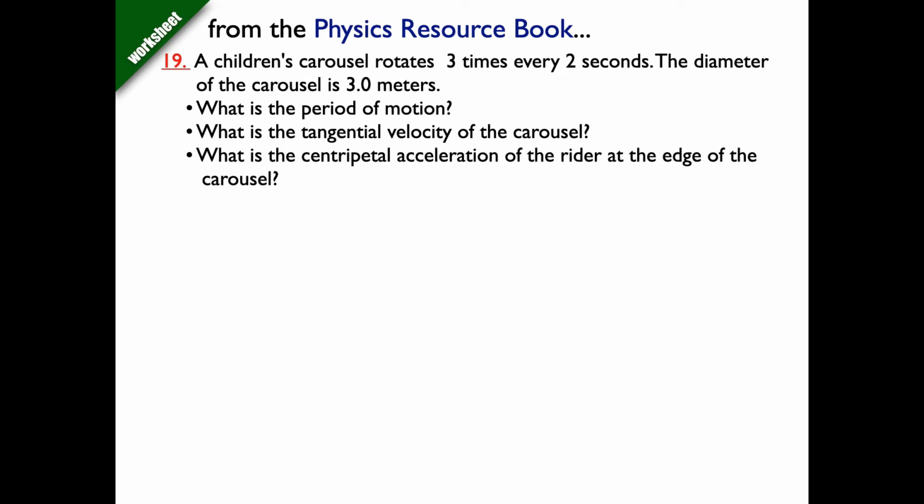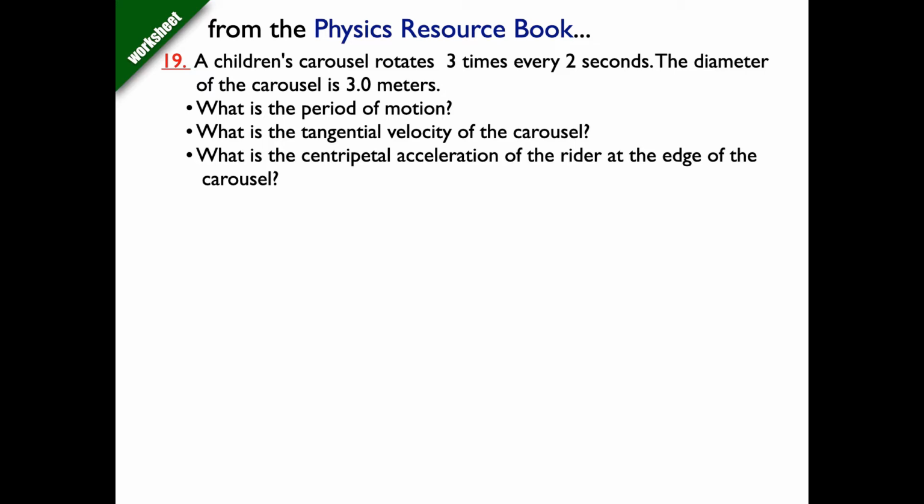This is going to be used as an example problem from the physics resource book. This is for uniform circular motion. It's problem number 19. A children's carousel rotates 3 times every 2 seconds. The diameter of the carousel is 3 meters. What is the period of motion? What is the tangential velocity of the carousel? And what is the centripetal acceleration of the rider at the edge of the carousel?